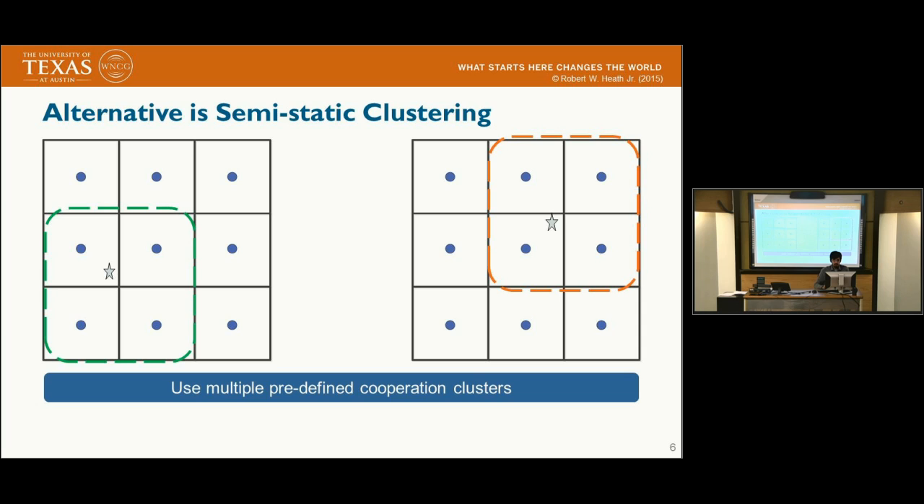So in one time slot, the green cooperation cluster would be active, while in the other time slot, the orange cooperation cluster would be active. The users can associate with the cluster in which they happen to be closer to the center. This mimics what is achieved by dynamic clustering. However, unlike dynamic clustering, the base station clusters won't be formed based on the user locations. They would be predefined, as we will see later.